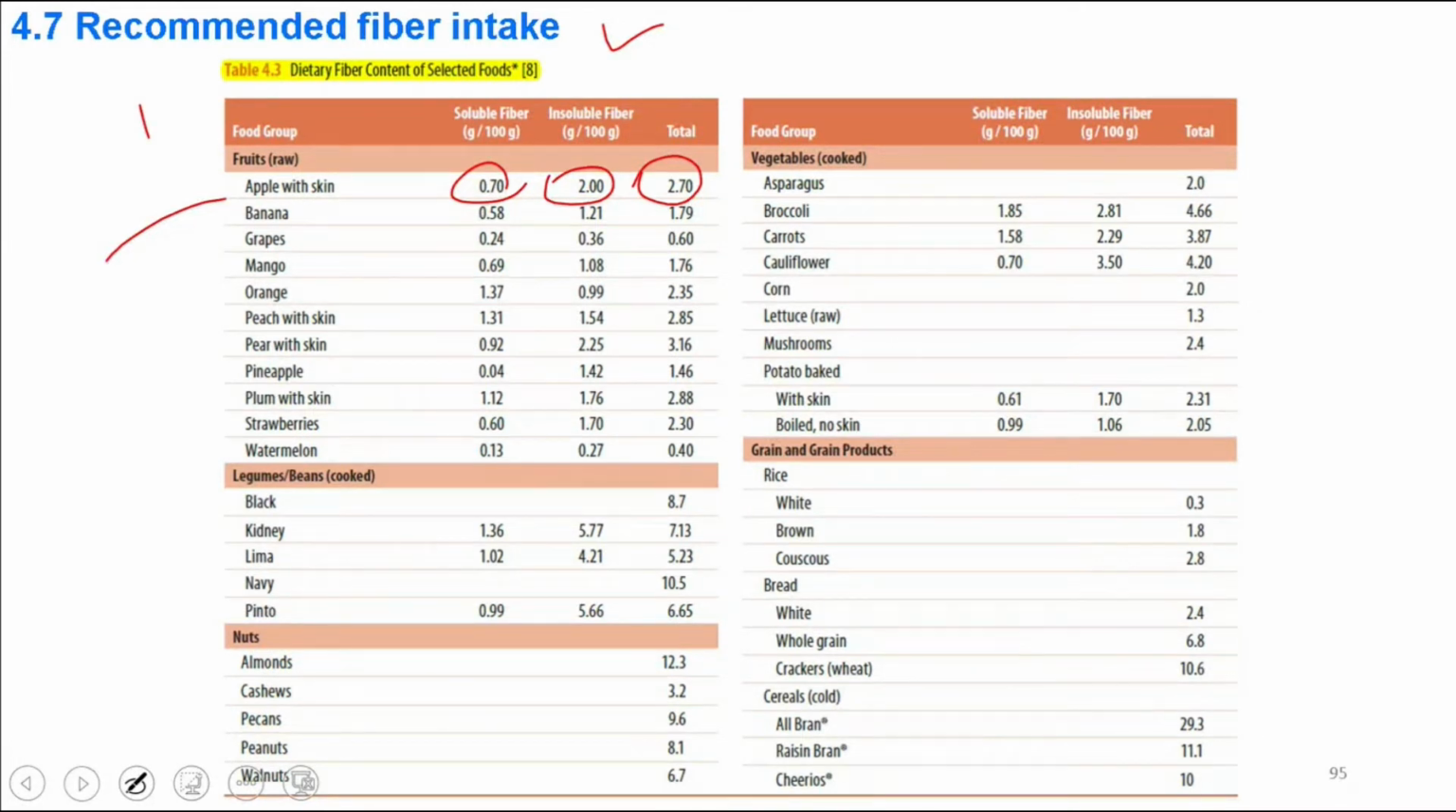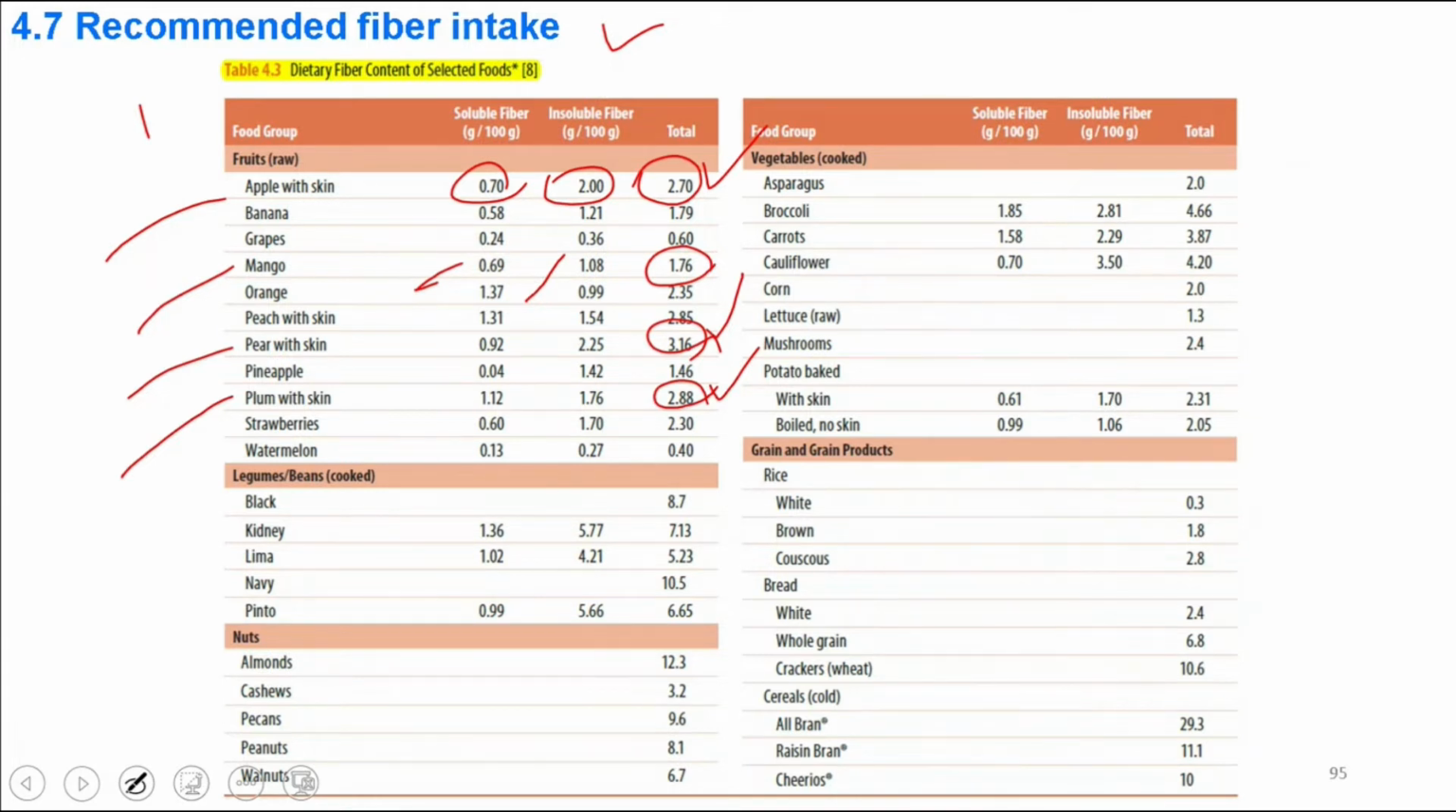Okay, we can see mango is containing that much soluble fiber, and that much is 1.08 of the insoluble fiber, and total fiber is 1.76. Mango is containing 1.76. And you can see apple is containing the highest amount of fiber. No, not apple. Like a plum with skin. Plum is containing the highest amount of fiber. No, not plum. Pear with skin. This one is the highest. Second and third one is the apple. These are containing the highest amount of fiber.